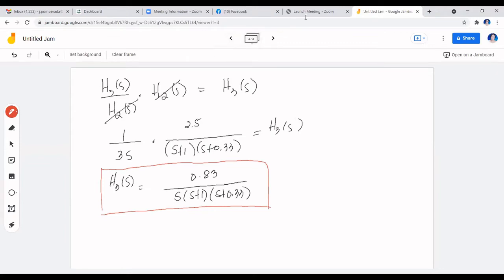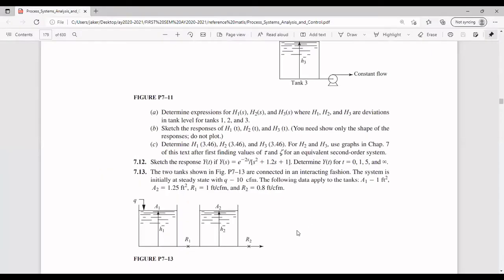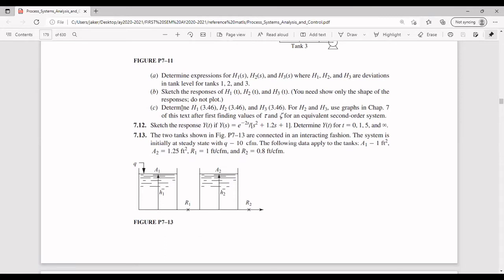Now let me go back to the problem. In here, you are to determine H1, H2, and H3 of S. Letter B is sketching; we will not do that. And we will determine H1, H2, and H3 for the time 3.46.